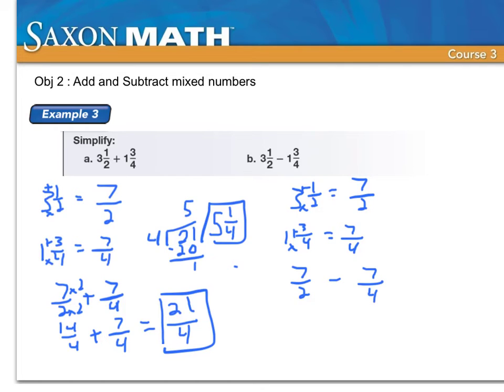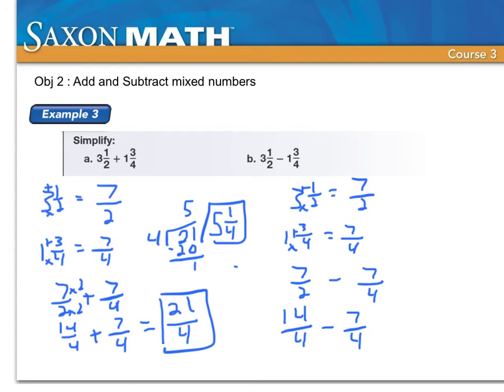Alright, and I'm not going to do all the common denominator work again because this is the exact same problem. Okay, I already did 7/2 plus 7/4. Now I'm just subtracting them. So my common denominator problem, I'm just going to rewrite it with the subtraction sign this time.